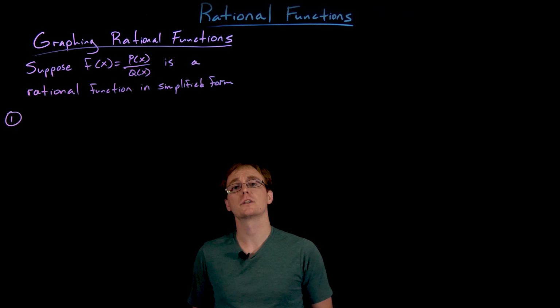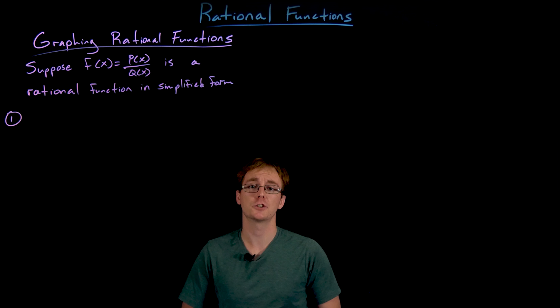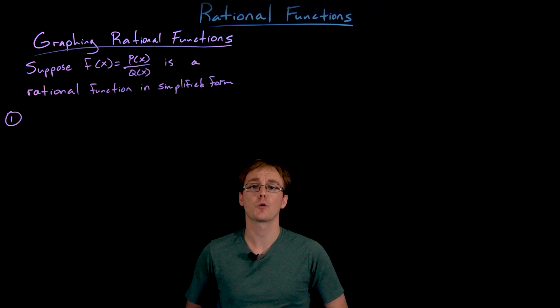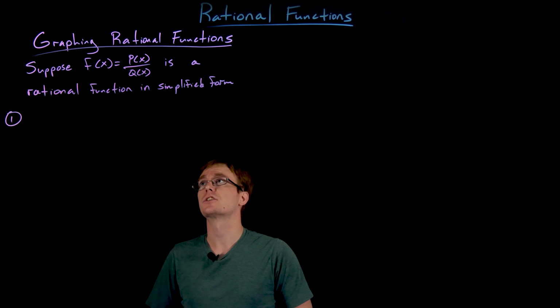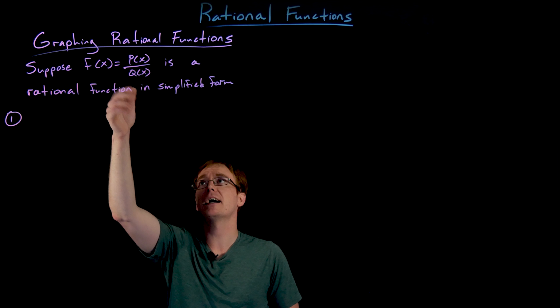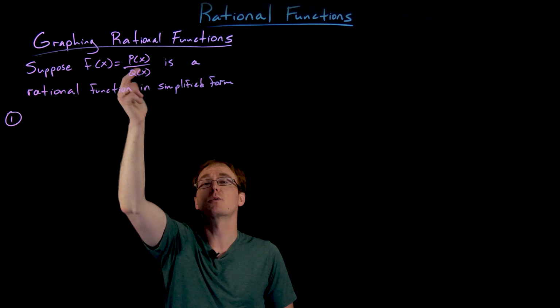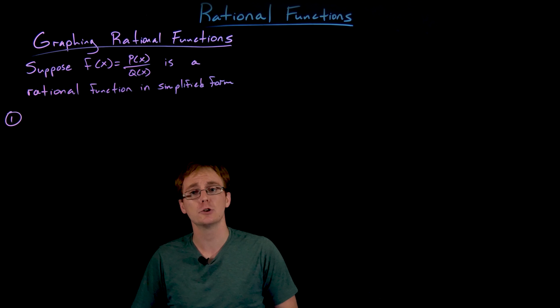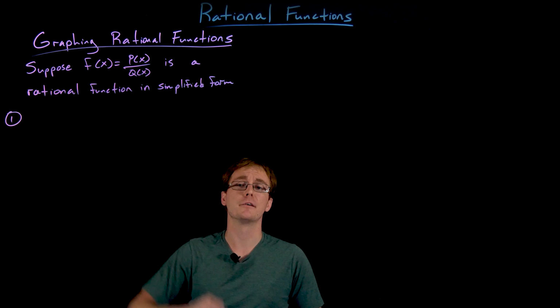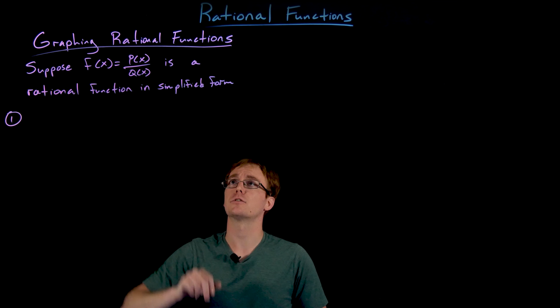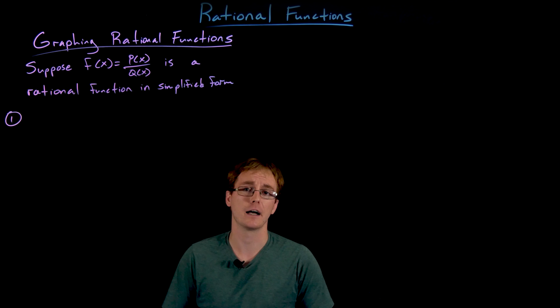Hey everyone, up next we're going to talk about how to graph our rational functions using a pretty simple and straightforward 3 or 4 step procedure. So in the setup, we're going to suppose that our rational function f of x can be expressed as p of x over q of x, where p and q are our polynomials with no common factors, meaning our rational function is in a simplified form.